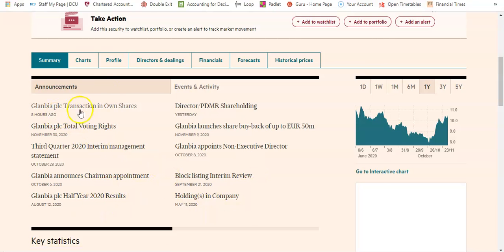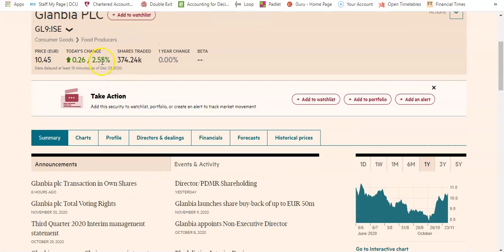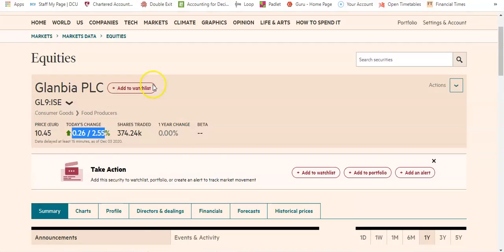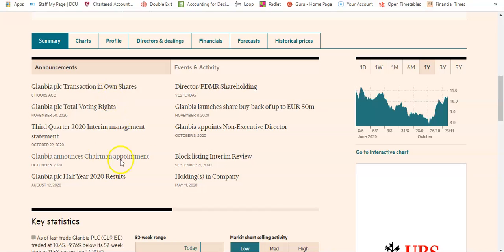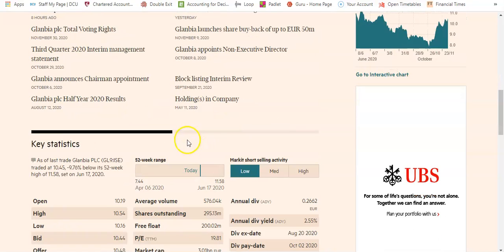You can see what happened here. The reason that there's a big boost in the share price today: 8 hours ago, Glanbia announced transaction in its own shares. So what it's actually announced is buying back some of its own shares, which will give a bit of boost to confidence to the market, and therefore there will be a boost to the share price. So it's a nice summary in the Financial Times. You can actually see the news that goes on and the key events.